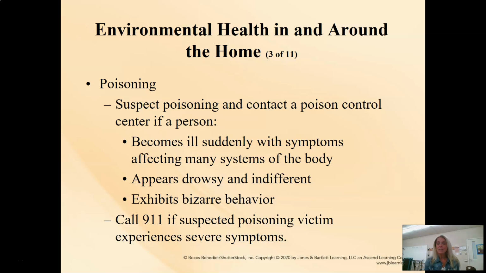If you suspect someone has been poisoned, if they've ingested any of those things that we just previously mentioned on that first slide, contact a poison control center and find out what should be done for that person. If a person becomes suddenly ill with symptoms that affect many parts of the body, if they appear drowsy or indifferent and they can't be awakened, or if they exhibit any bizarre behavior, call 911. Also, get them en route so that that person can get help right away.